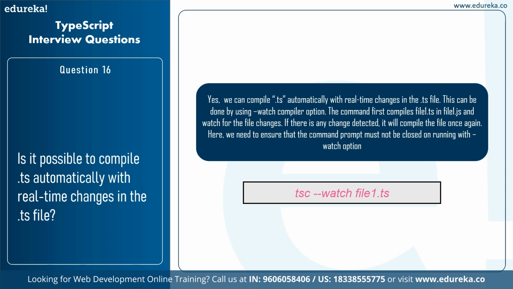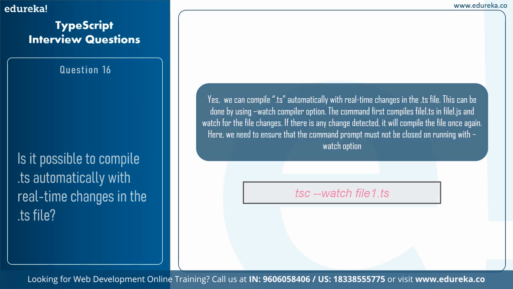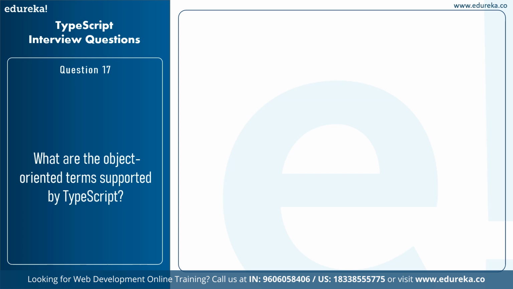So this is how you can compile your .ts automatically with real-time changes in the .ts file. Moving on to the next question, what are the object-oriented terms supported by TypeScript?